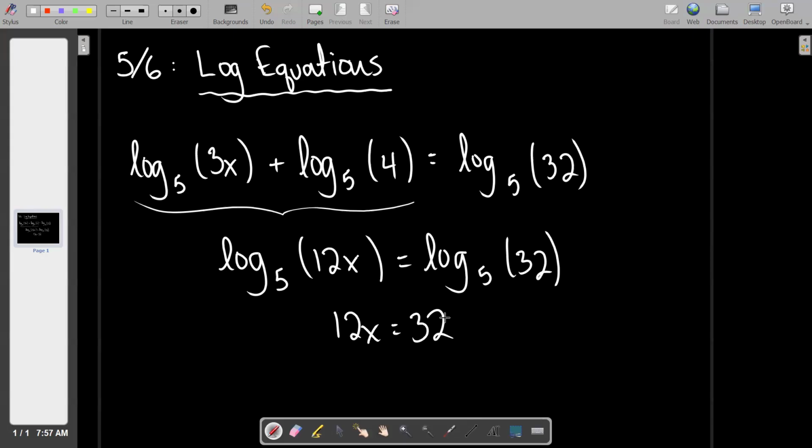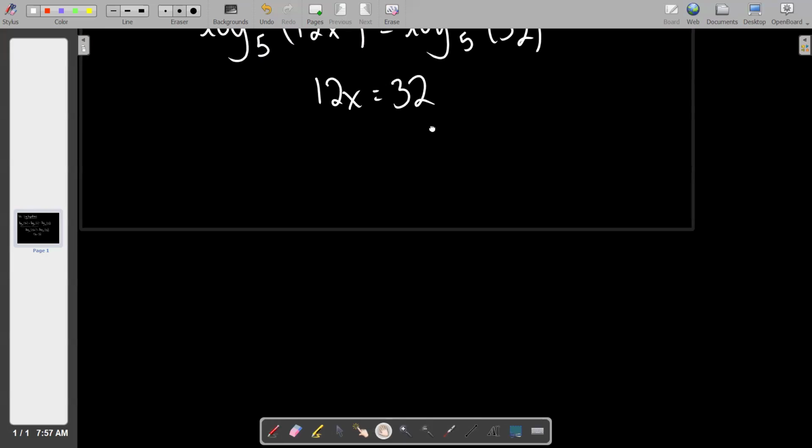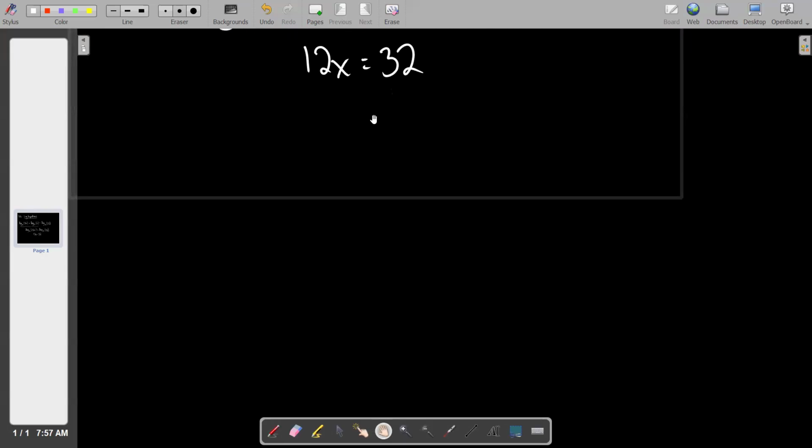If there's an extra log, which we would talk about if that happened, then we'd have to get creative and maybe bring them to one side and recondense them. But in a case like this, simple single log equals simple single log, get rid of the logs. Then it instantly goes from a high school level problem down to a 7th grade math problem. Divide both sides by 12 and you get your answer, x equals, and those can both divide by 4, giving you 8/3.